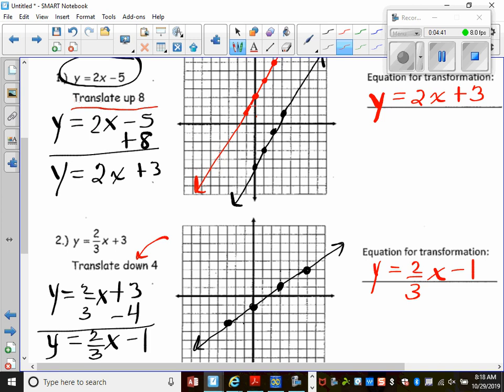And now I'm going to actually graph this one. I'll put that one in green. So I'm going to start at +3 and then up 2 over 3. Okay, up 2 over 3 and down 2 to the left 3.